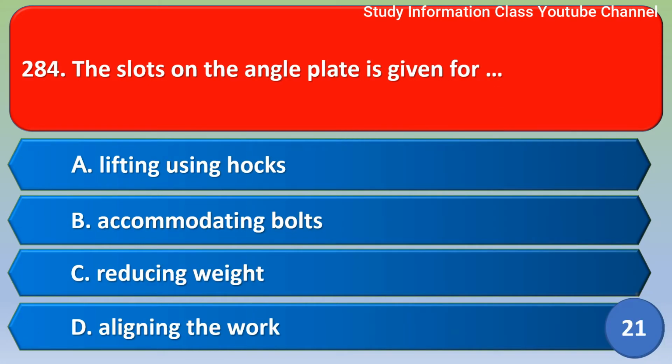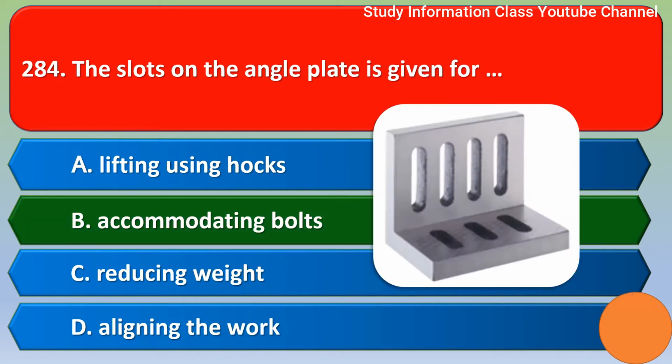Next question, the slots on the angle plate are given for option A, lifting using hooks, option B, accommodating bolts, option C, reducing weight, option D, aligning the work. Correct answer is option B, accommodating bolts. Option B is the right answer.